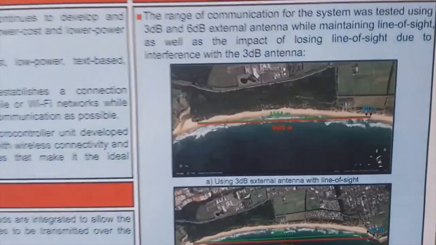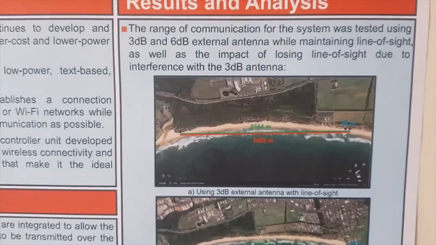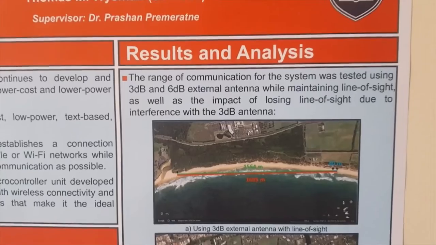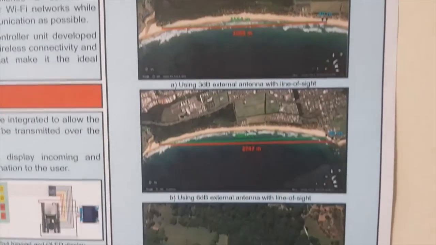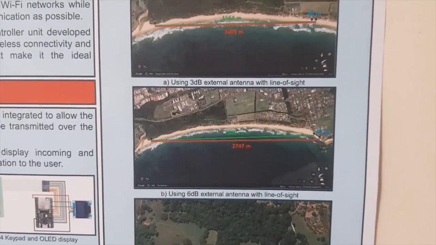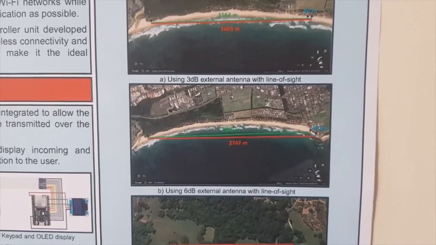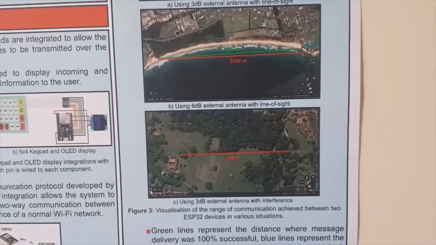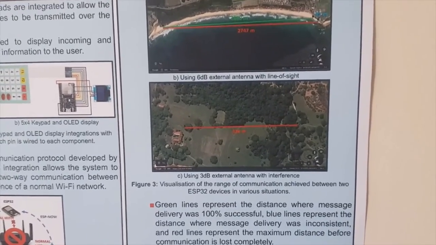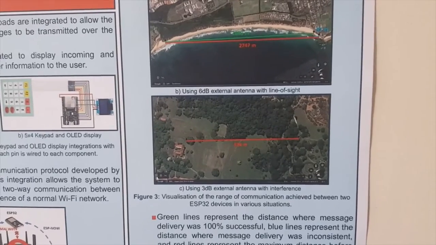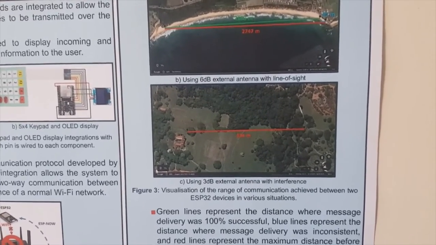As visualized on these figures on the poster, while maintaining line of sight, the 3 dB external antenna was able to achieve a range of over 1500 meters. The 6 dB external antenna was able to achieve a range of over 2500 meters. And when line of sight was lost due to the interference of trees, the range for the 3 dB antenna dropped to just over 300 meters.